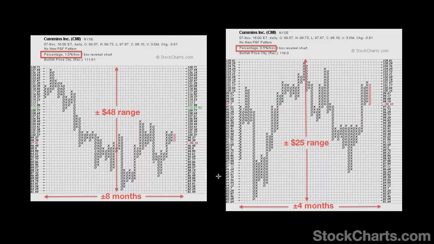Now, it's important to point out to chartists that the scaling method and the percentage used will affect what's shown on the chart. You can see this 1% box size gives you a Cummins Engine chart that is 8 months long and has a $48 range from high to low. But if we cut that box size in half to 0.5%, you can see that the price range shrinks to $25 and the date range shrinks to 4 months. So you have a shorter term when you use a smaller box size, and you have a longer term when you use a larger box size. So this can fit the trader or the investor.